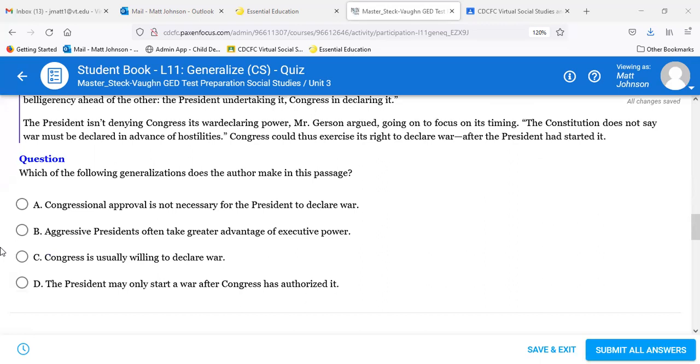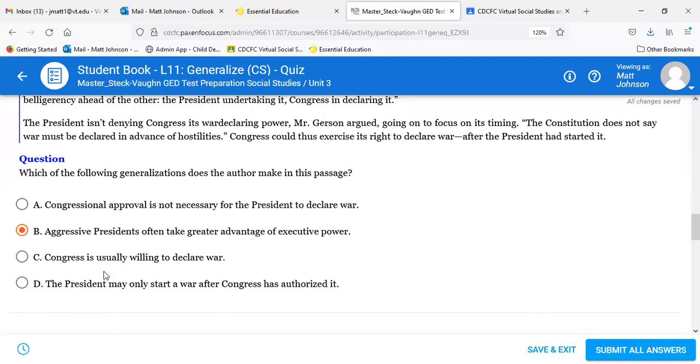Is it A? So it's B. Aggressive presidents often take greater advantage of executive power. So, thinking about generalizations, right? Thinking more about speaking to larger groups. In this case, it's only going to be a handful of presidents, but that's going to be your larger idea there, aggressive presidents.